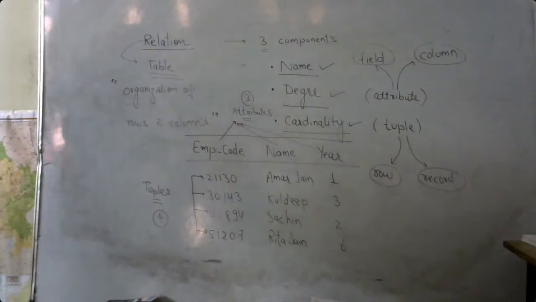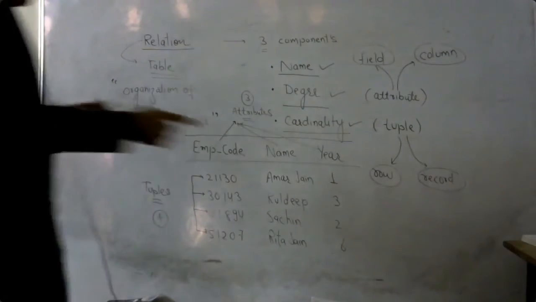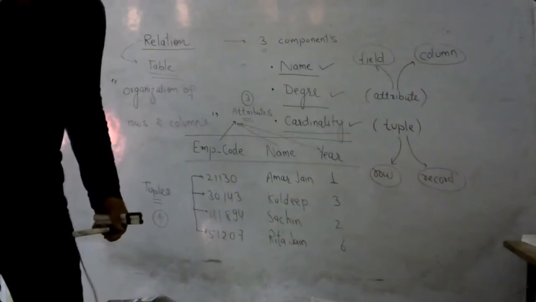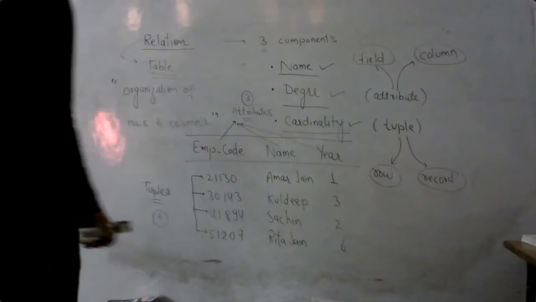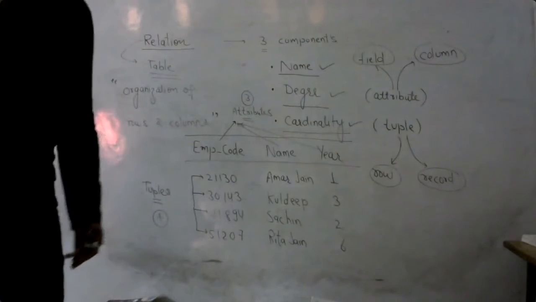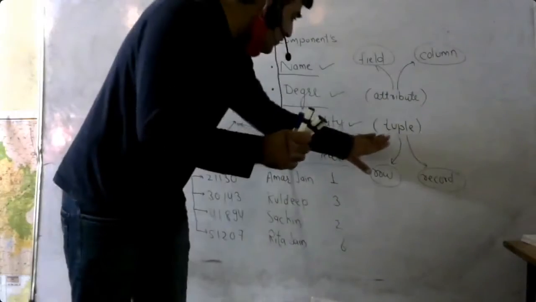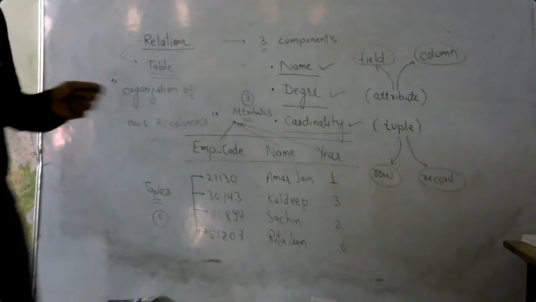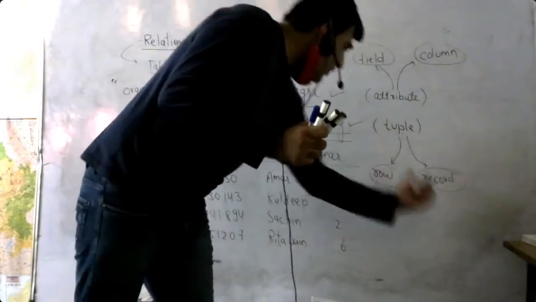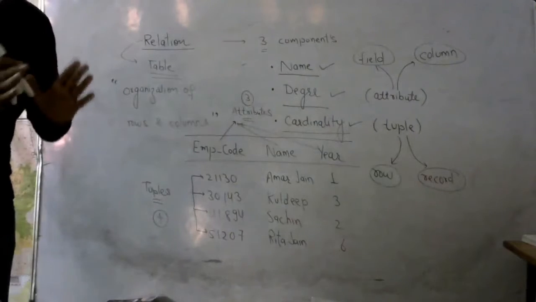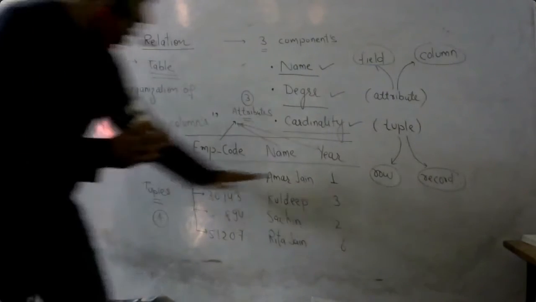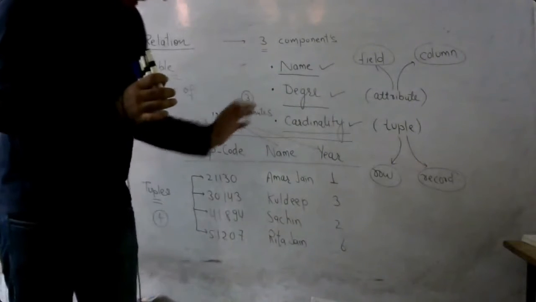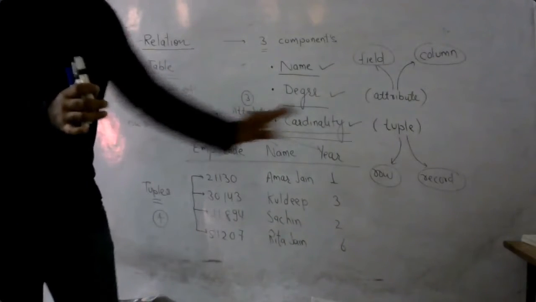Now we come to our next point. What is tuple? If someone asks you what is tuple, a record in a table is termed as tuple. A row in a table is termed as tuple. We also call it row, we also call it record. So what is the definition? If you frame it, a record in a relation is termed as tuple.